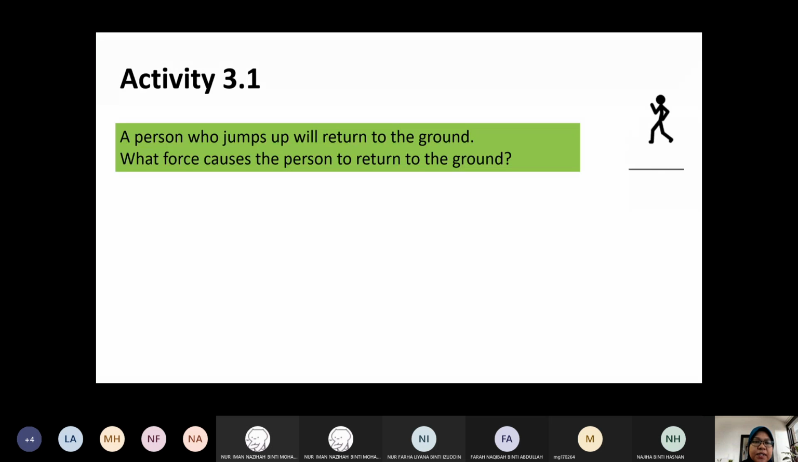Okay. A person who jumps up will return to the ground. You have experienced this. And in fact, kalau sekarang awak lompat pun, you will obviously return. You will definitely return to the ground.